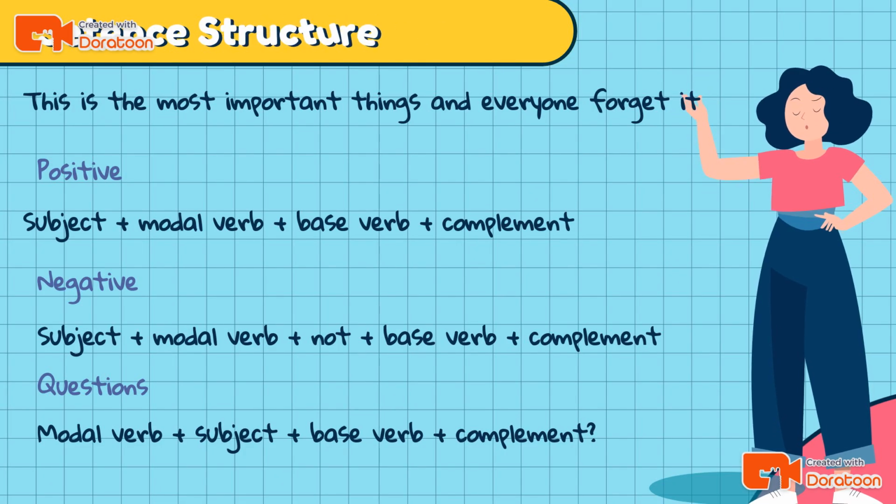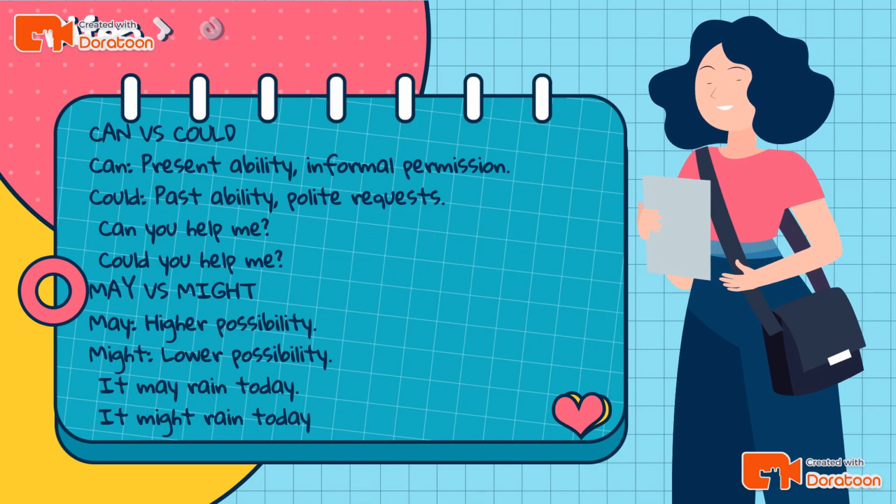And then we have the sentence structure. The structure is simple. In an affirmative sentence: subject plus modal plus base verb. In a negative sentence, add not after the modal verb. And lastly, for questions, place the modal verb before the subject.